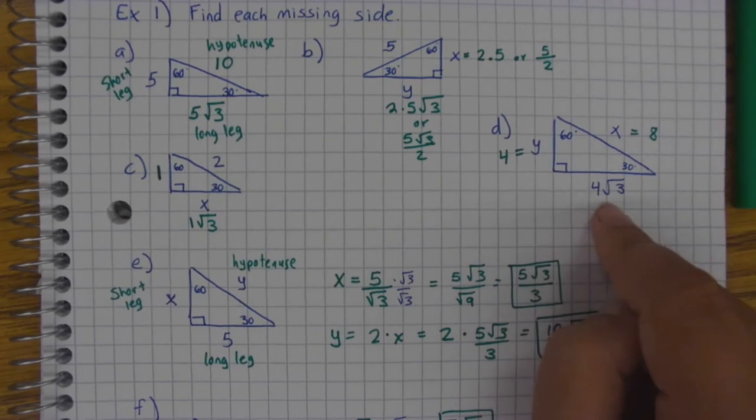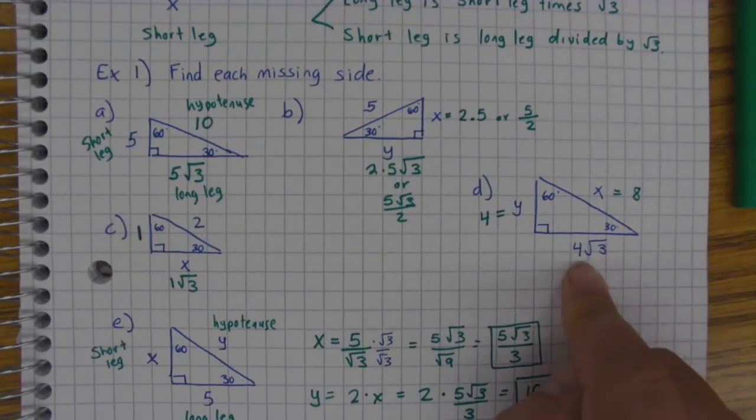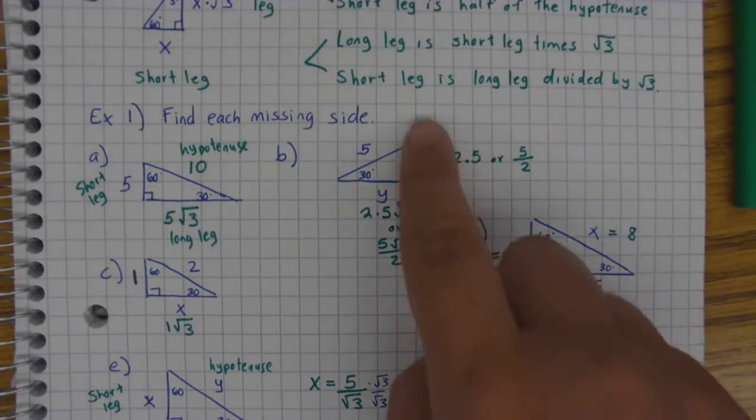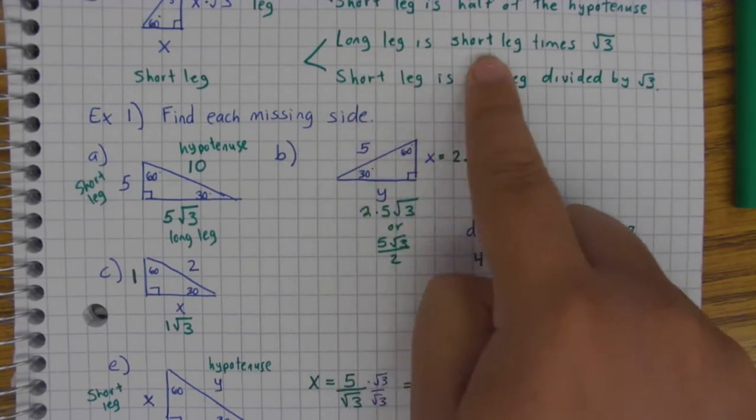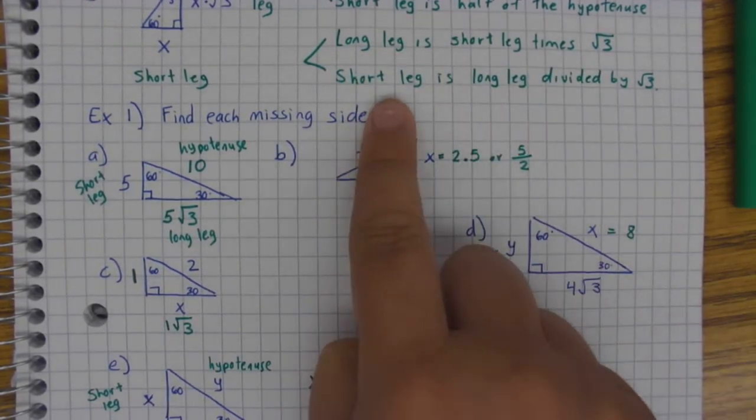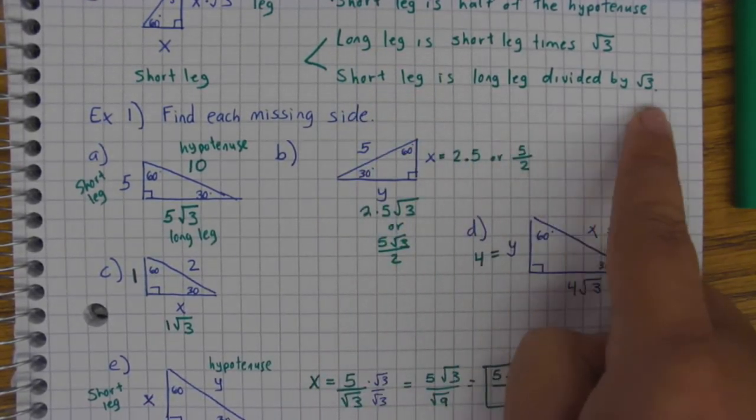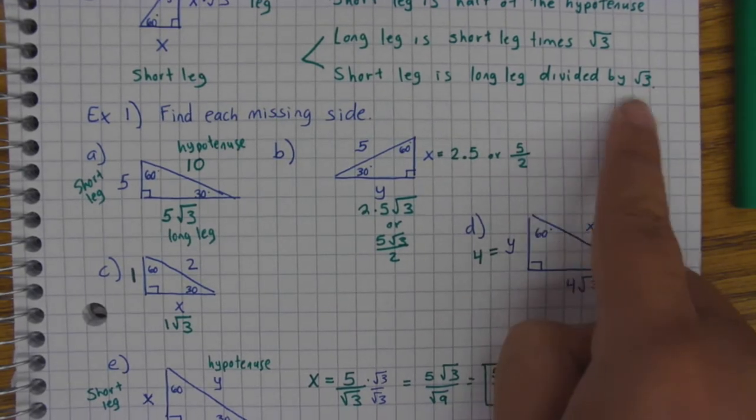So if the long leg is 4 square root of 3, we're trying to figure out the short leg. So let's see. The long leg is short leg times square root of 3. The short leg is the long leg divided by square root of 3.